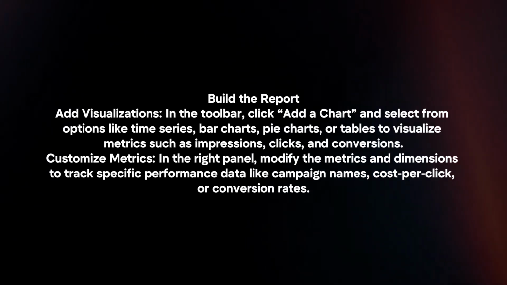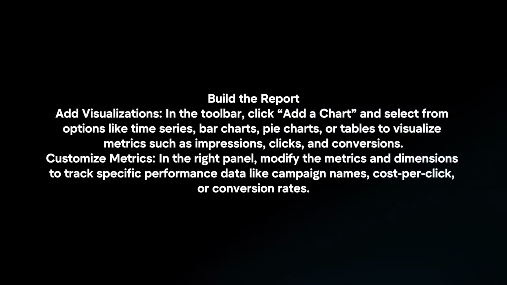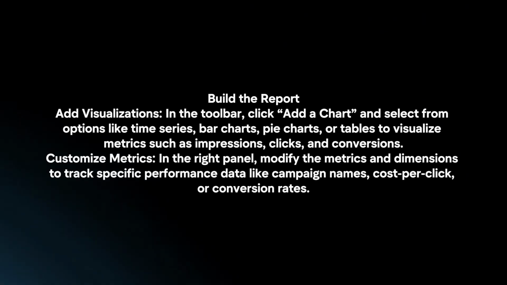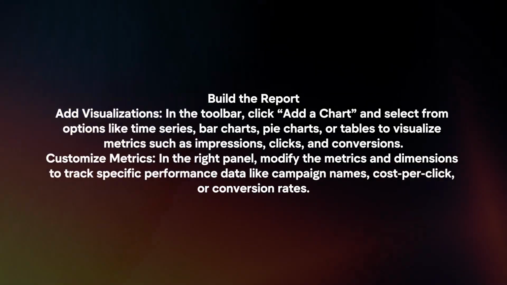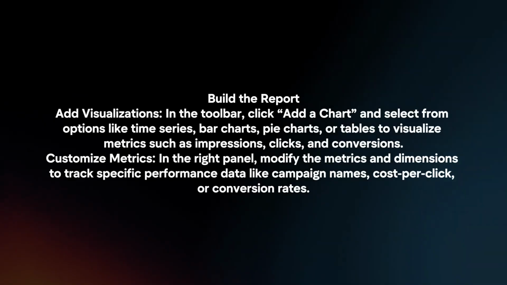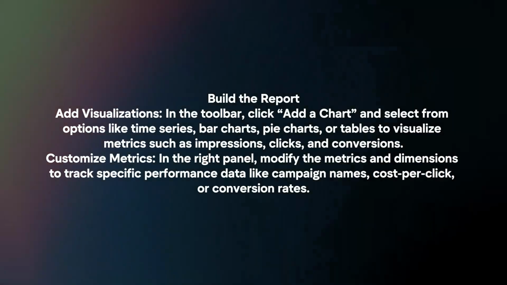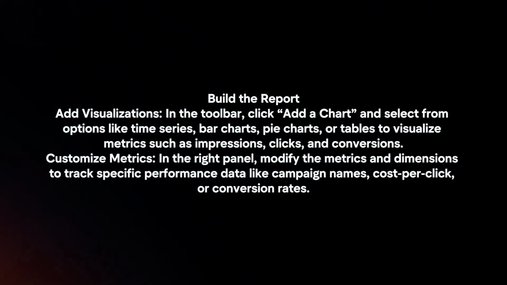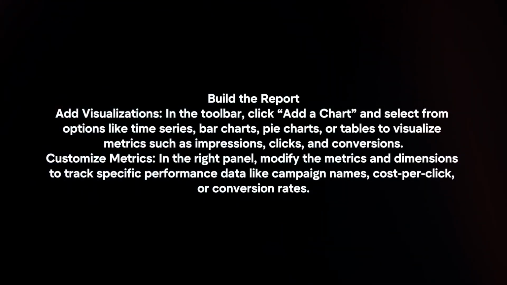Build the report. Add visualizations. In the toolbar, click Add a chart and select from options like time series, bar charts, pie charts, or tables to visualize metrics such as impressions, clicks, and conversions. Customize metrics. In the right panel, modify the metrics and dimensions to track specific performance data like campaign names, cost per click, or conversion rates.